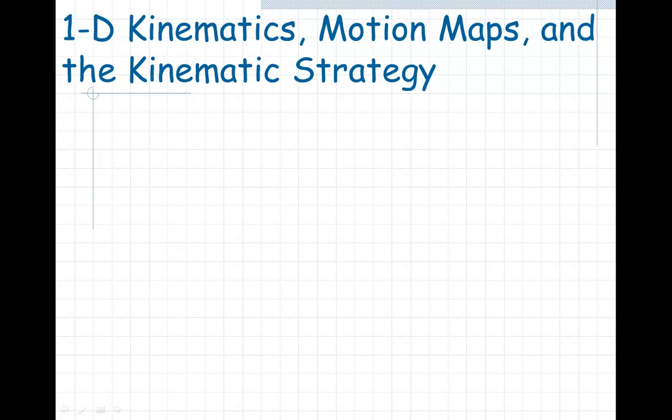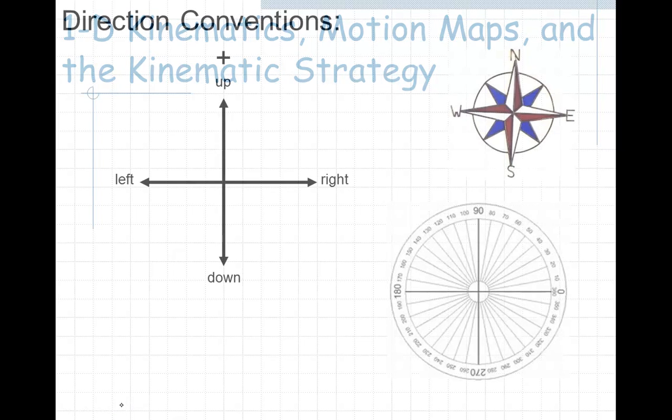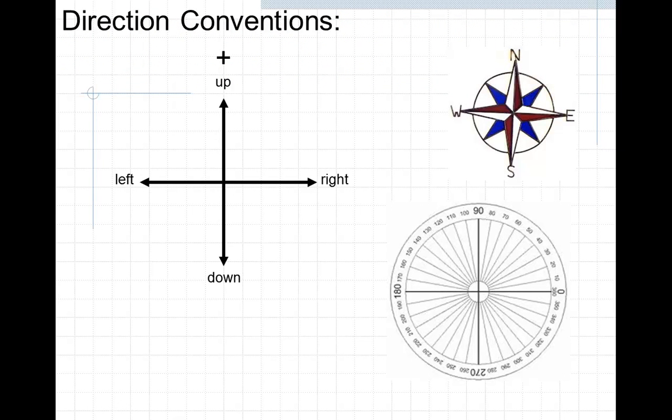This is a video about one-dimensional kinematics, motion maps, and the kinematic strategy. First of all, let's look at the direction conventions. Conventions are just the normal way that we do things. So up is always positive, to the right is always considered positive. These are just directions. Down is negative, and to the left is negative.